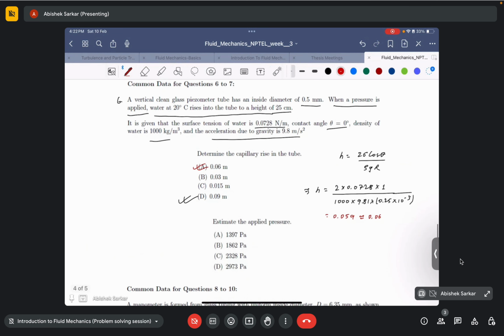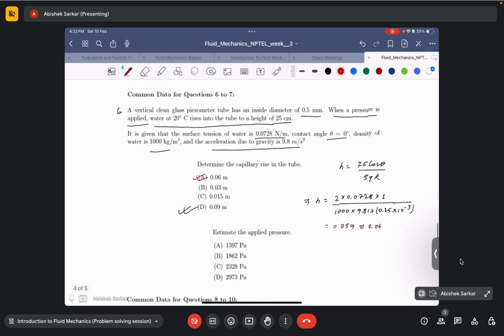In the second part, the question is asking to estimate the applied pressure. So let's read the question again. It is told that a vertical clean glass piezometer tube has an inside diameter of 0.5 millimeter. When a pressure is applied, water at 20 degree Celsius rises into the tube to a height of 25 centimeter.